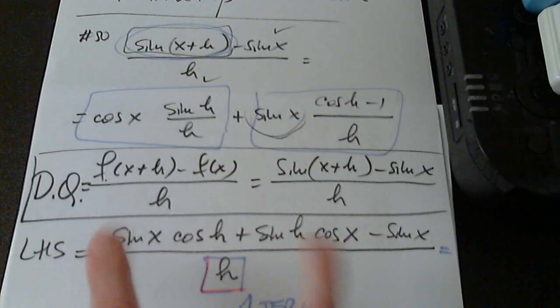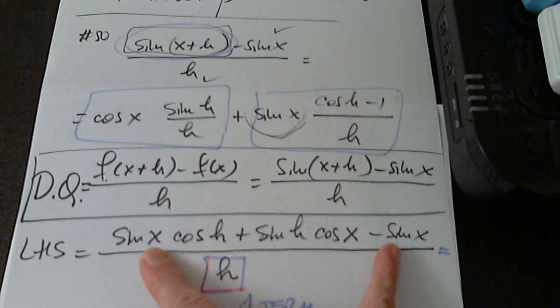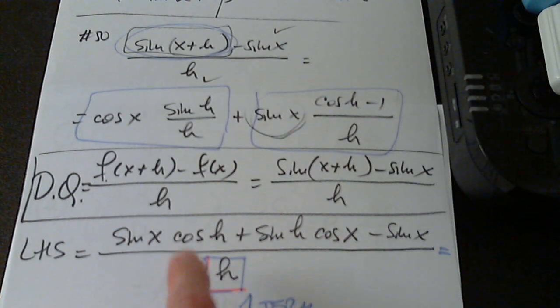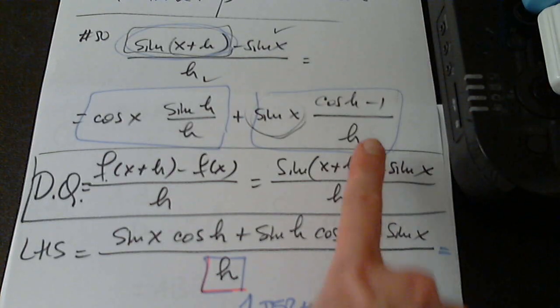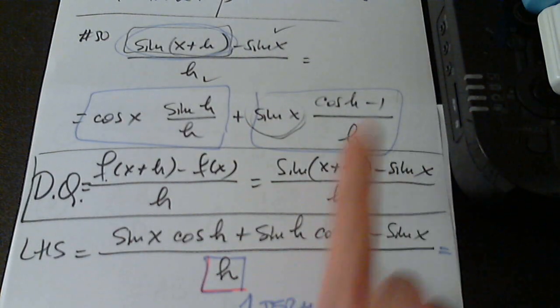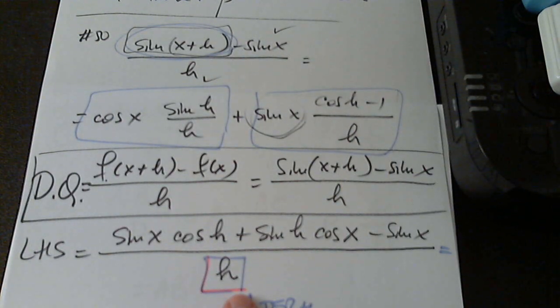Yes, because I realized, first of all, that I have to factor out sine x here, and I'm left with cosine h minus 1. And the denominator has to stay, because I have to recover from here, I have to be able to go back. So nothing can get lost.